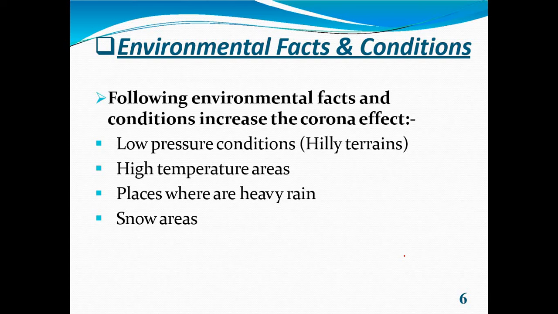High temperature areas: at high temperature, ionization is easily done, so corona occurs at lower voltages. Places where there is heavy rain: in a heavy rain area there is humid weather, so ionization of air takes place easily, so corona occurs at lower voltage. Snow areas also create humid weather, so the corona increases.